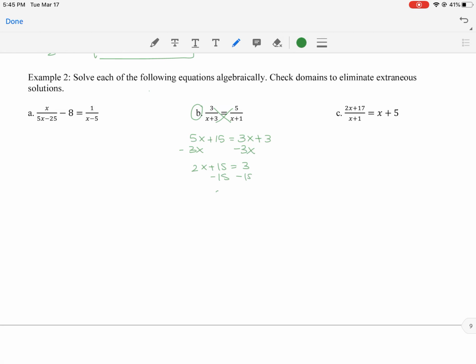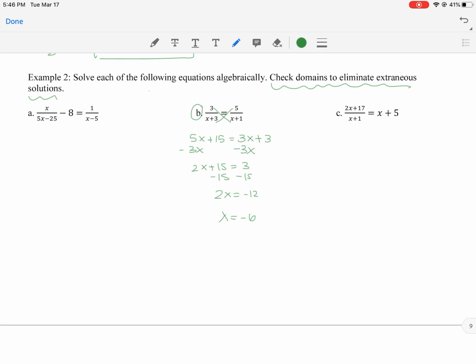Subtract 15. 2x equals negative 12. So divide both sides by 2. x equals negative 6. Notice here it says check domain to eliminate extraneous solutions. You gotta be a little careful here because not everything works.